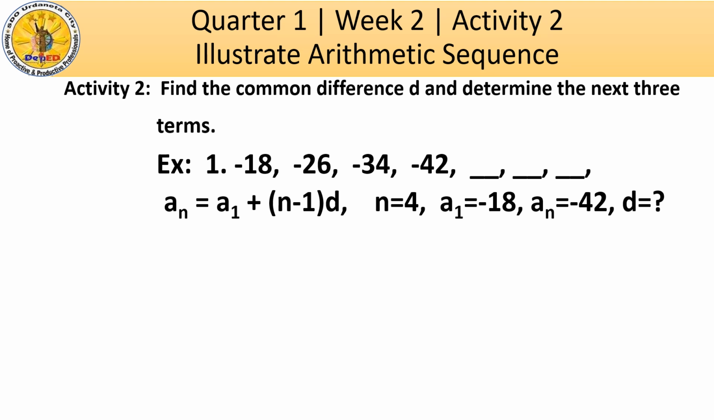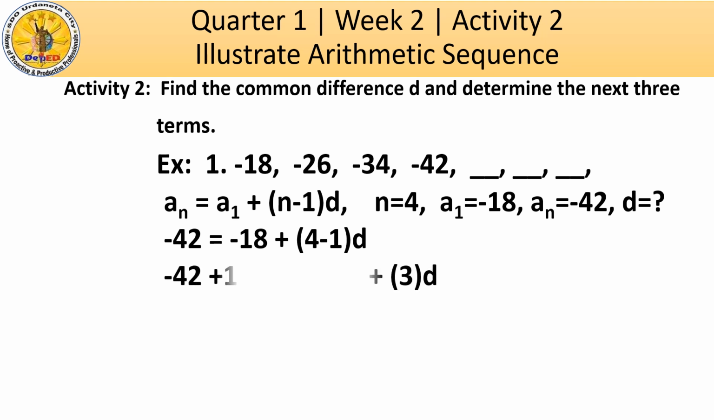are n, which is 4 because there are 4 terms, a sub 1, the first term, is equal to negative 18. The last term is negative 42. And the common difference is unknown. So by simplification, we have negative 42 is equal to negative 18 plus the quantity 4 minus 1 times d. So by finding the additive inverse of negative 18, we have positive 18.